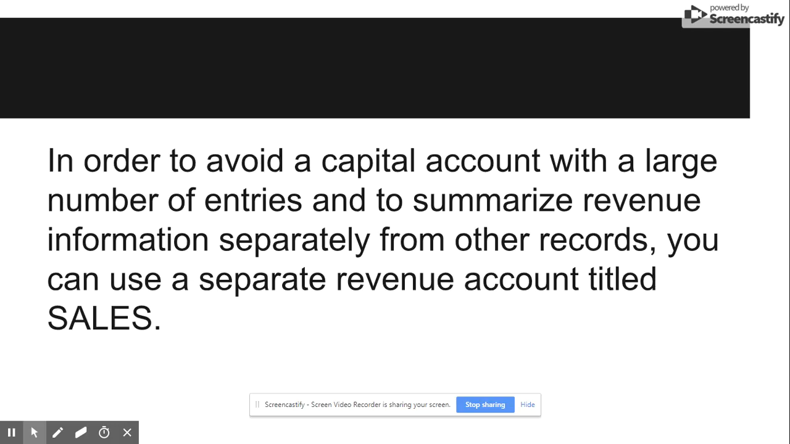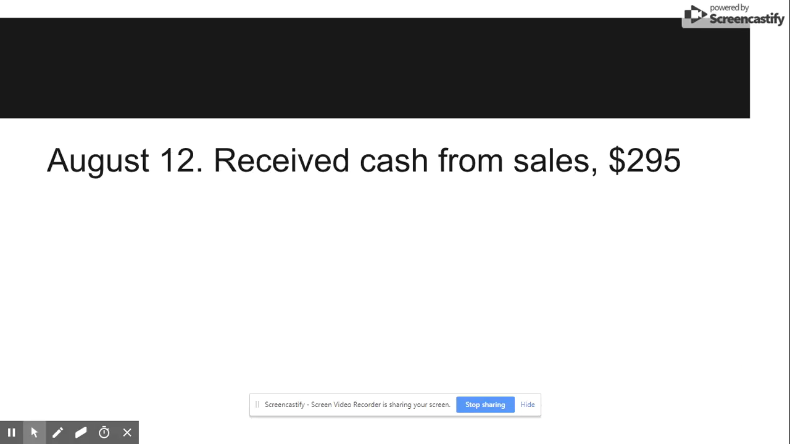So in order to avoid a capital account with a ton of different entries in it, we are going to create some more accounts that kind of go within the capital account. They kind of go under the capital account T account here. So the first one we're going to create is a sales account. A sales account is a type of capital account, but it is a revenue account.